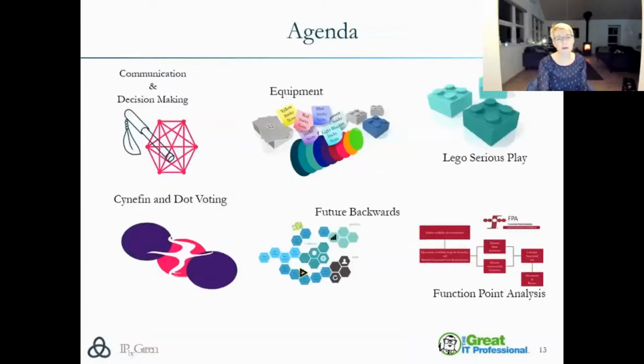I'm going to talk about these six items: communication and decision making. I'm going to talk a little bit about equipment, the things that I bring with me. I have almost like a bag with all the stuff that I bring when I have a team meeting. I'm going to talk about Lego Serious Play, which is a way of gathering goals and making decisions about what the objective of what we're doing is and what the purpose of where we are is. I'm going to talk about Cynefin, because it's a Welsh word, and I'm going to talk about dot voting. I'm going to talk about Future Backwards, and I'm going to talk about function point analysis, which is also a methodology that I use quite a lot.